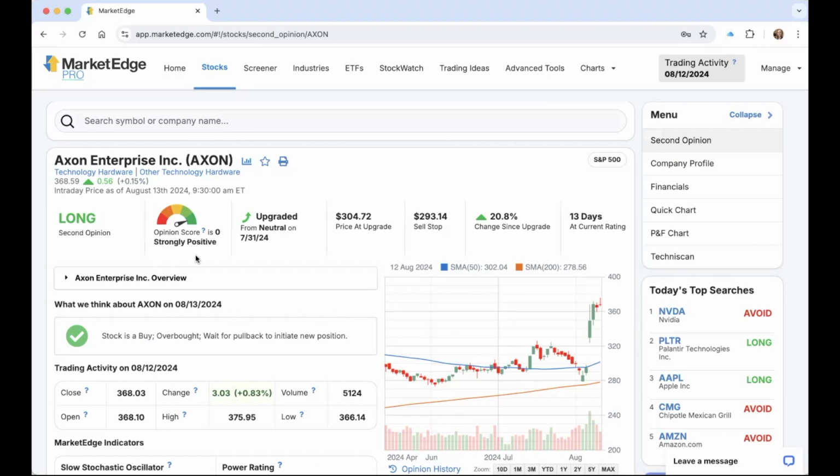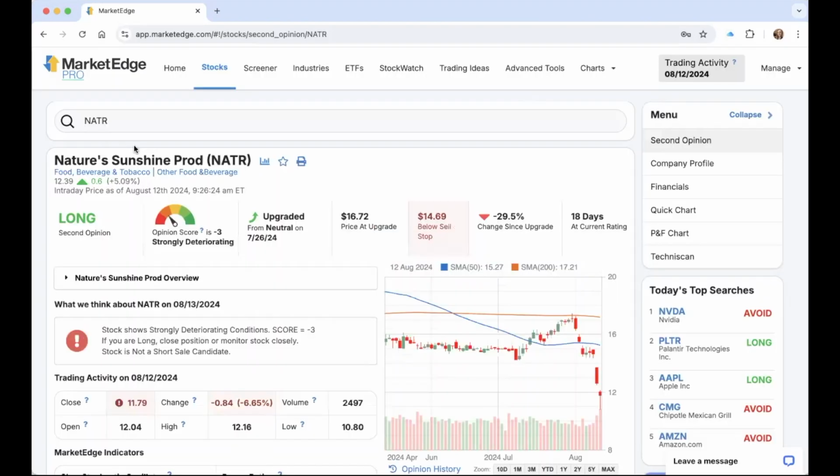Let me find an example of a long that is -3 real quick, just so I can show you what I'm talking about. Let's say NATR, Carla. So there you go. So this long, because its opinion score is -3, is strongly deteriorating. This long is no longer strongly positive. We've also highlighted that in the recommendation, what we think about NATR on August 13th, 2024, right down below. We reiterate the stock shows strongly deteriorating conditions. If you're long, close the position or monitor stock closely. Go back to AXON.